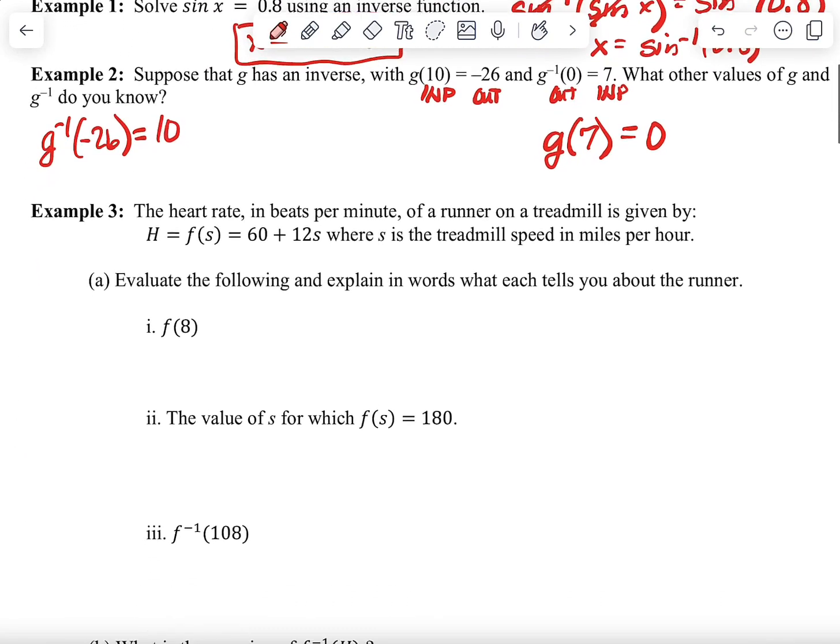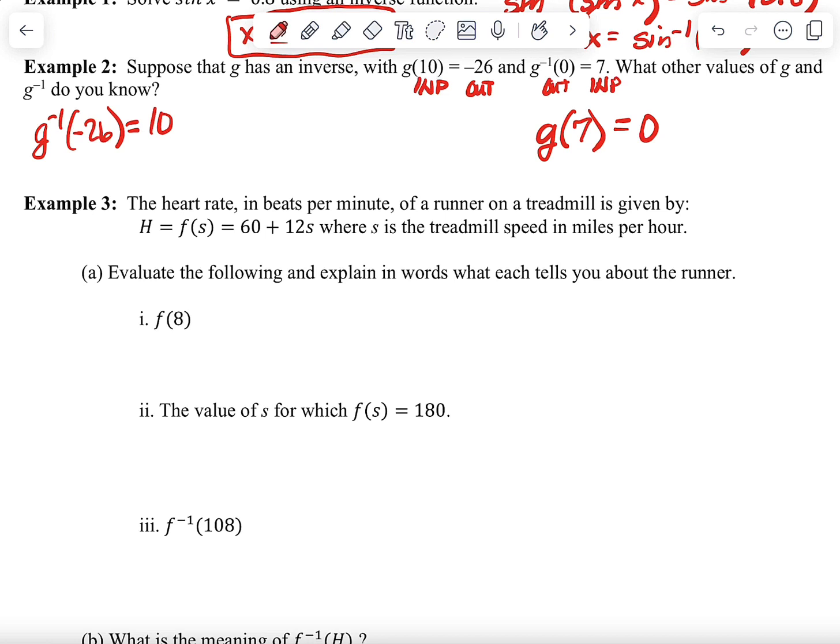And then example 3, the heart rate in beats per minute of a runner on a treadmill is given by this function. So H is standing for heart rate, but heart rate is a function of speed on a treadmill. So the two variables that we're using here are H and S. So the function notation really can just be an intermediate step. Really, when you think of this equation, you're talking about a two-variable equation where H equals 60 plus 12S.